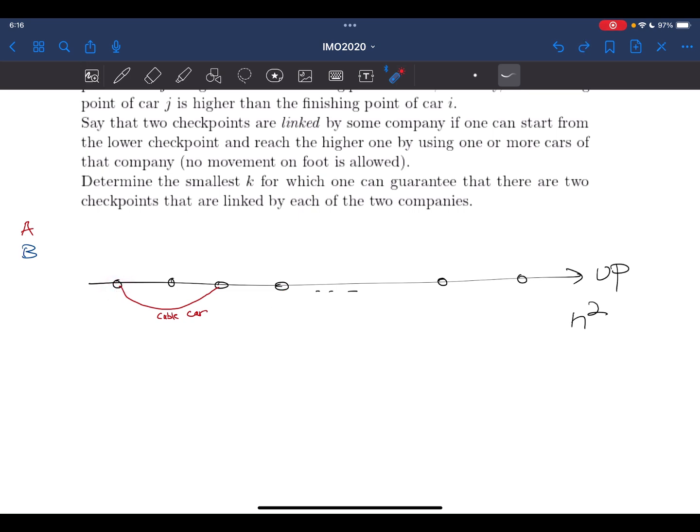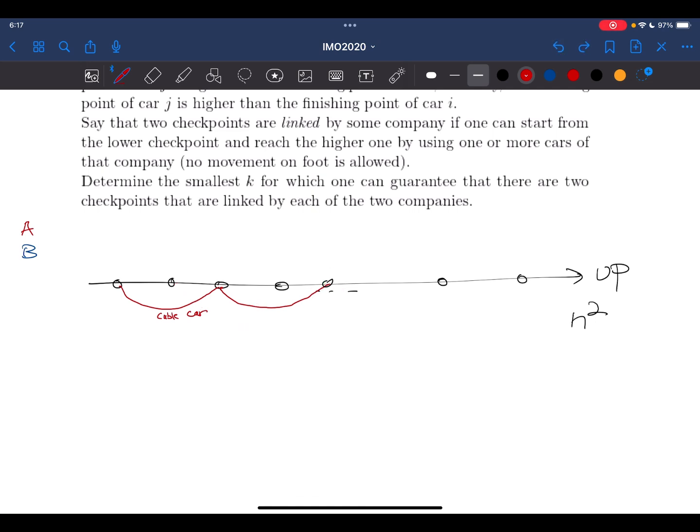I might have the end point of one cable car being the starting point of some other one, but I cannot have two cable cars sharing the starting point. The same for the end points. No two cable cars share the same end points, right? So for example, I cannot have, let's say, this one here, because these two cable cars right now are sharing these checkpoints. Okay?